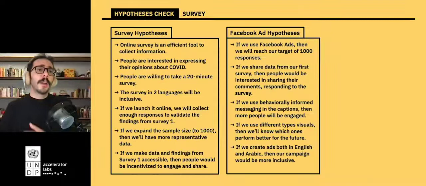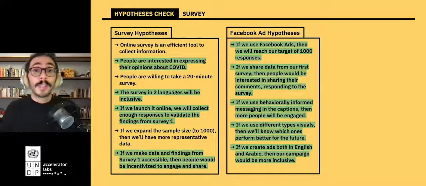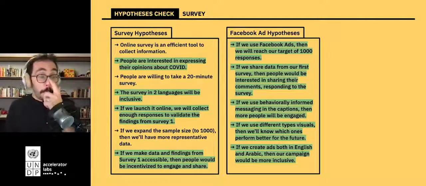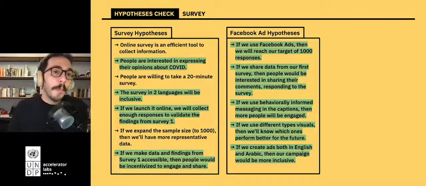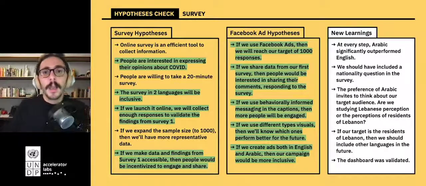So to do a quick hypothesis check, I'm not going to read them all. The ones highlighted in green are the ones that were validated. The ones that are not highlighted in green were cause for further reflection. But our learnings did not only stop at hypothesis validation. We also had some new learnings, and I'm going to go over these really quickly.